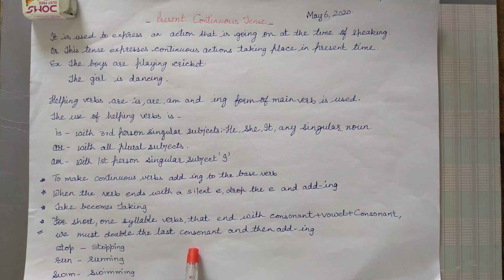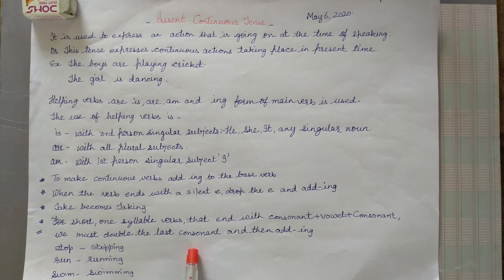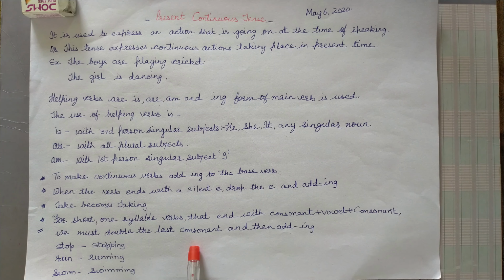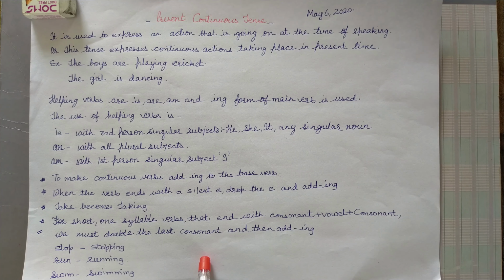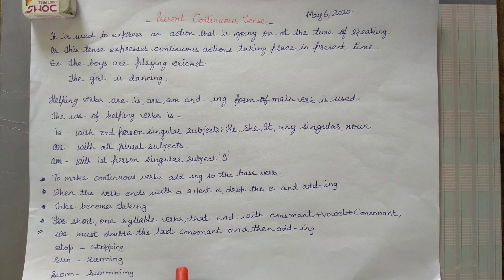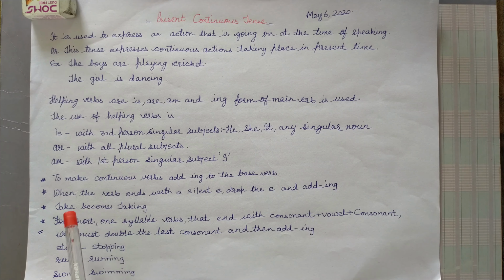Before moving toward, let me clear you one thing more, that we make the present continuous tense by adding ing to the base verb. Mainly it's simple. We just add ing, but sometimes we have to change the word a little. Perhaps we double the last letter or we drop a letter. So here are some rules. Listen once again.